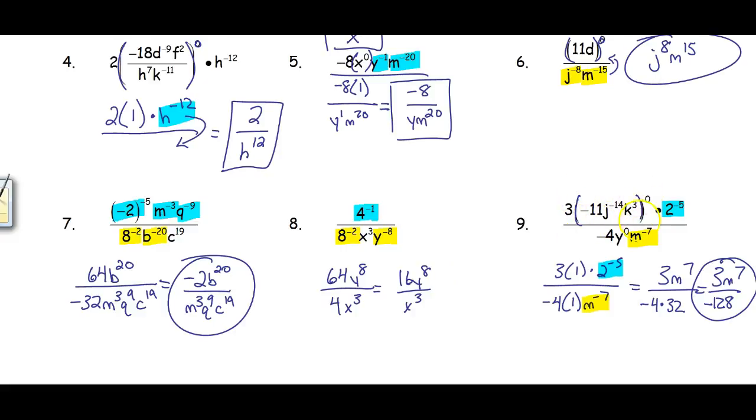Okay, notice number 9 here. This to the power of 0 and y to the power of 0 just kind of complicate things. So what I did is I replaced it with 1. So 3 times 1 times 2 to the negative 5th, and negative 4 times 1 times m to the negative 7th. From there, you can go ahead and move it. Okay, you get 3m to the 7th over negative 4 times 32. So your final answer, 3m to the 7th over negative 128.